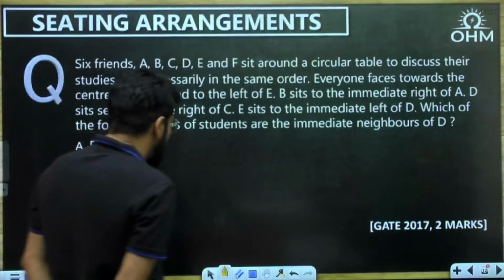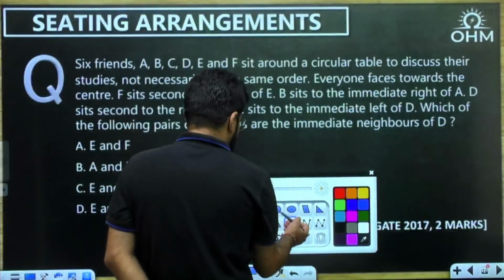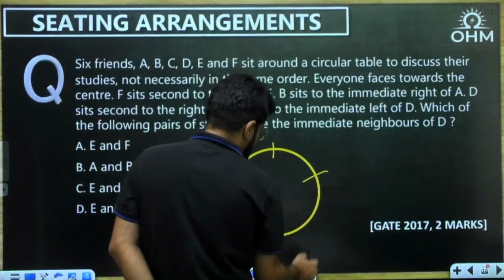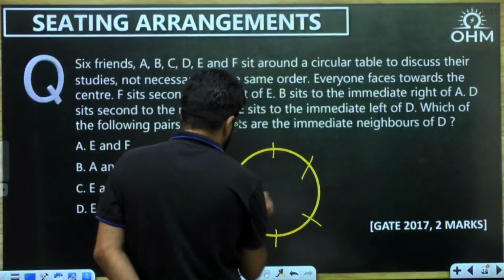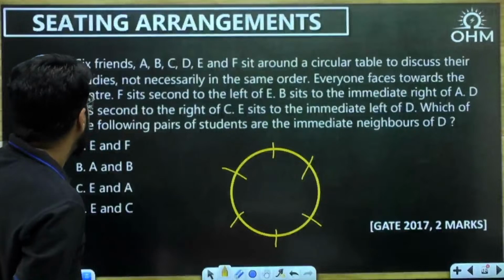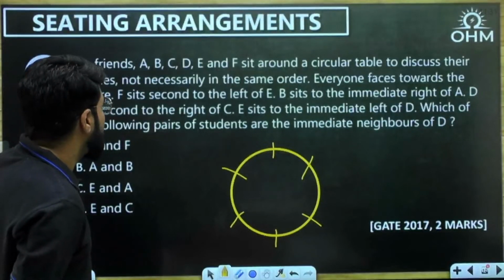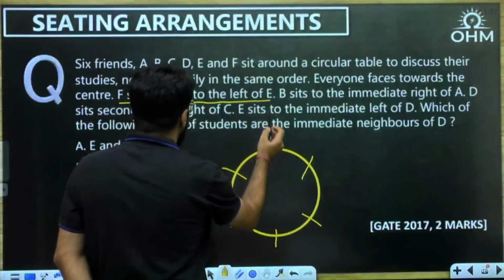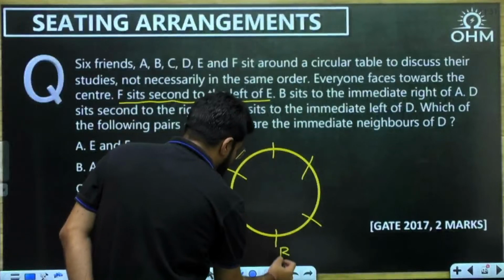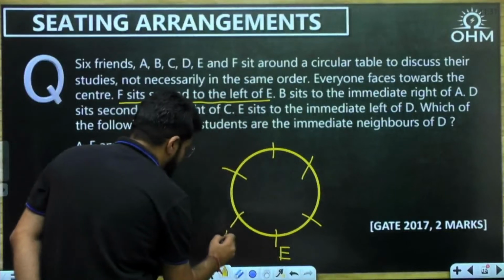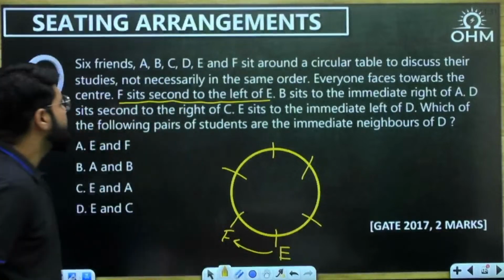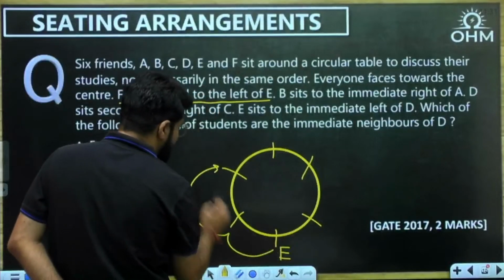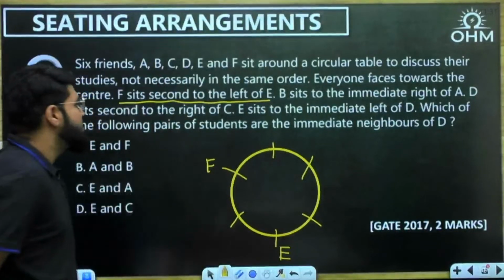Okay, now circular arrangement comprising 6 persons. Let me again draw a circular table here and let me draw the 6 positions. Everyone faces the center. F sits second to the left of E. There can be any beginning, so I start with E. So F is to the left of E. It's second to the left, so 1 and 2. This is the left side and second to the left is F.